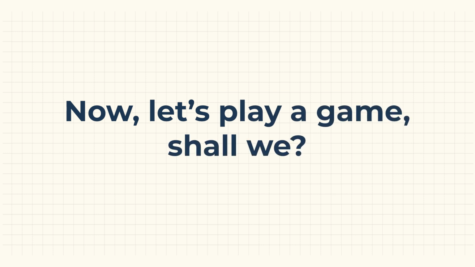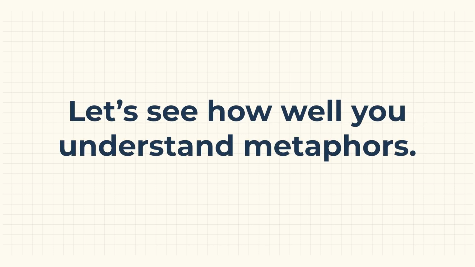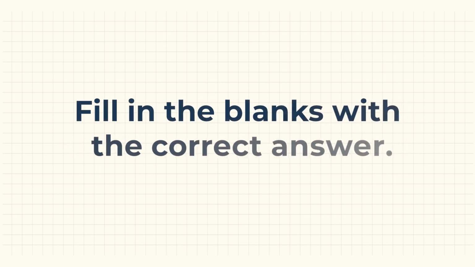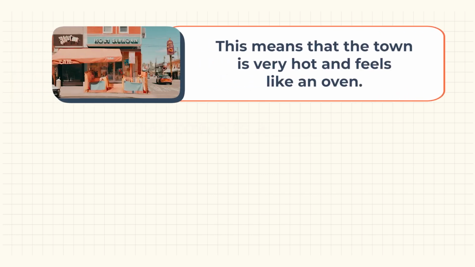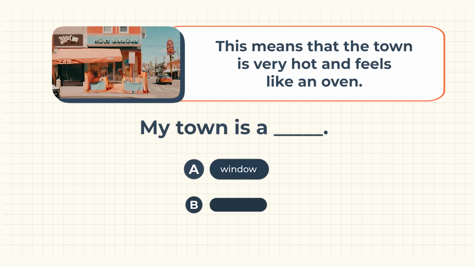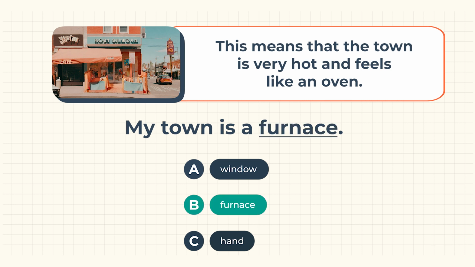Now, let's play a game, shall we? Let's see how well you understand metaphors. Fill in the blanks with the correct answer. This means that the town is very hot and feels like an oven. My town is A. Window. B. Furnace. C. Hand. The answer is B. Furnace. My town is a furnace.